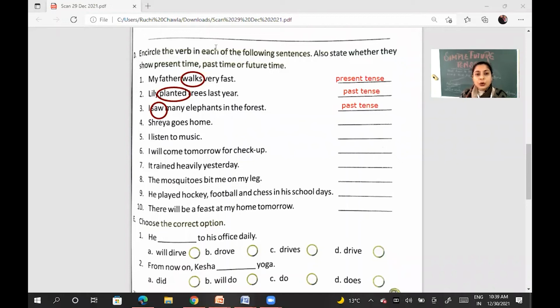Shreya goes home. Now the action word is goes. Now what do you mean by goes? Goes, es is added. It means this verb is in present tense. So this sentence is in present tense.